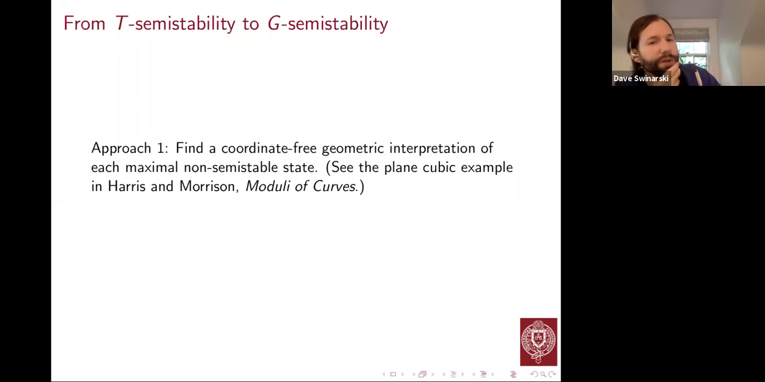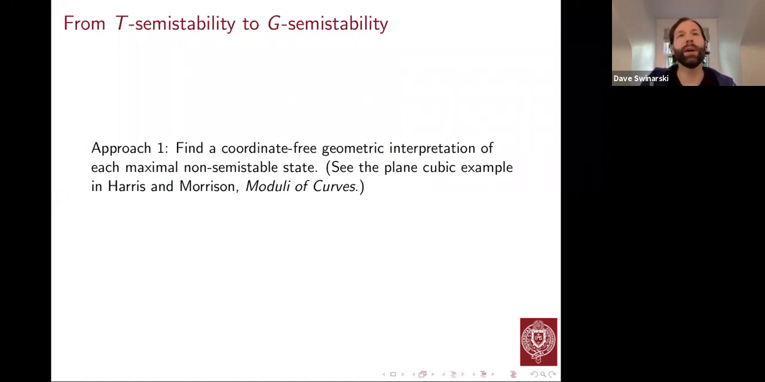The first approach is very geometric. And so what you do is you identify all the maximal non-semi-stable states, and then you look for a coordinate-free geometric interpretation of what kind of object could produce that maximal non-semi-stable state. I'm not going to go into this in too much detail here, but I'll simply say there's a cute section in Harris and Morrison's book, Moduli of Curves, where they work this out for the plane cubic.